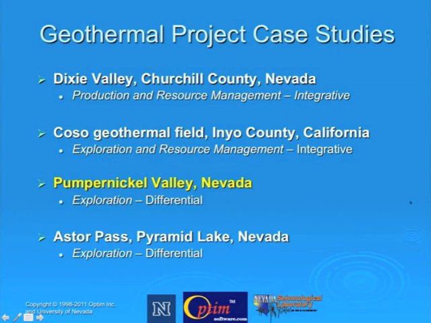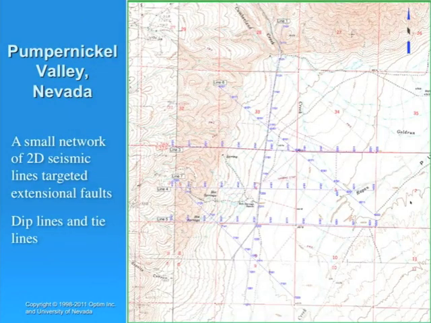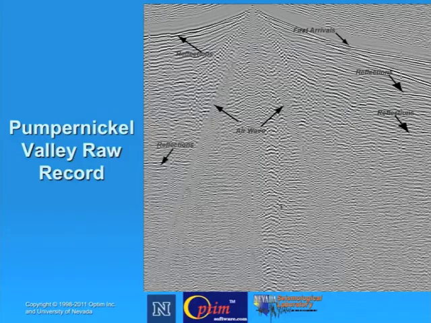Let's move on to a spectacular differential example, Pumpernickel Valley, central northern Nevada. Here's a topo map of the area showing with the blue numbers the seismic lines. There are, I think, 6 seismic lines cutting through this area in various directions. So it's a small network. You can see the sections. Each line is a few miles long. It's a small network of 2D seismic lines, not a 3D survey. There are dip lines and tie lines.